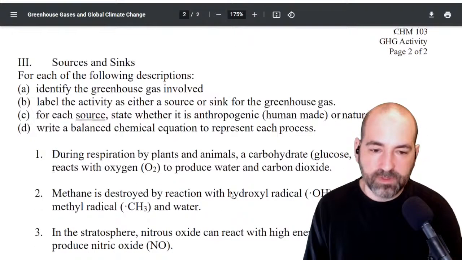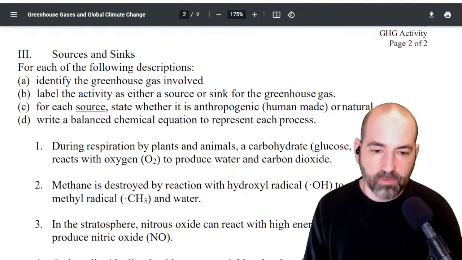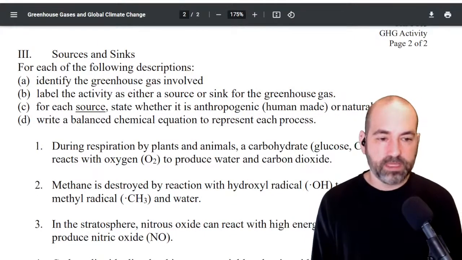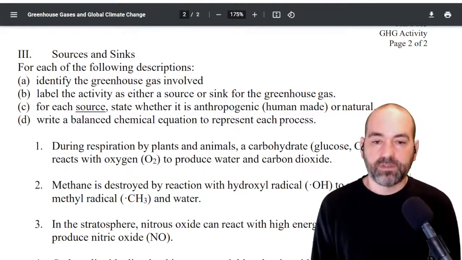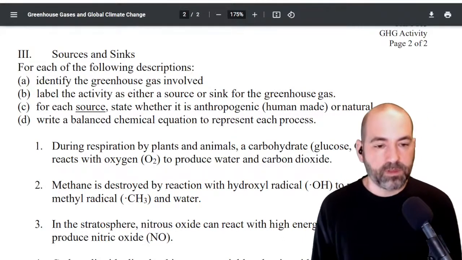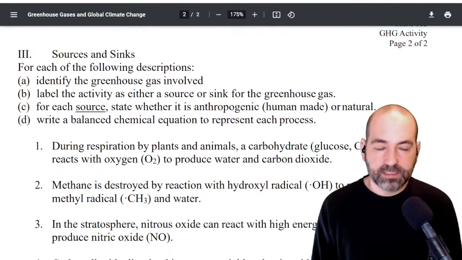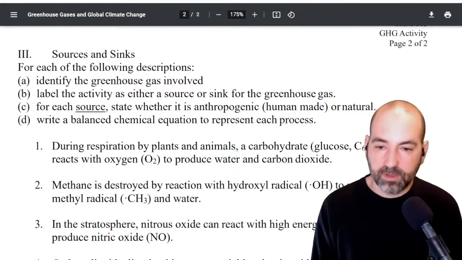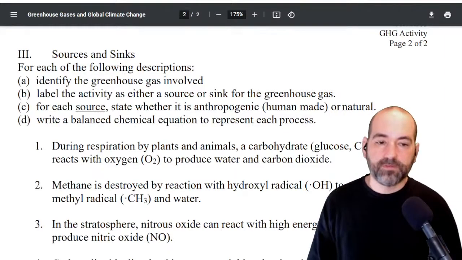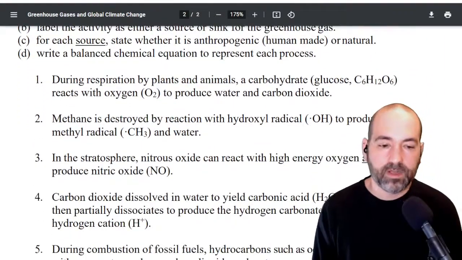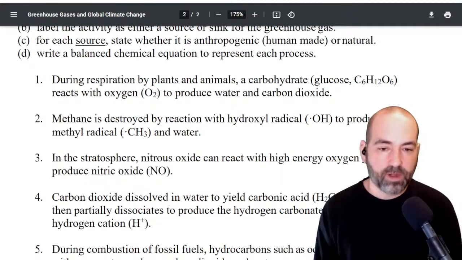Now, the next page gives you a couple things to do. One is to practice balancing chemical equations. So you may need to look up some references if you haven't done this before on how to balance a chemical equation. And then it's going to ask you to translate these sentences that describe various processes into balanced chemical equations. So for the first one, we've got during respiration by plants and animals, a carbohydrate reacts with oxygen to produce water and carbon dioxide.